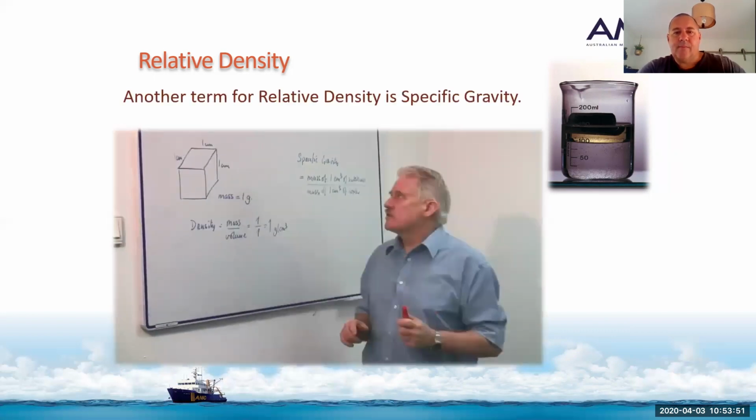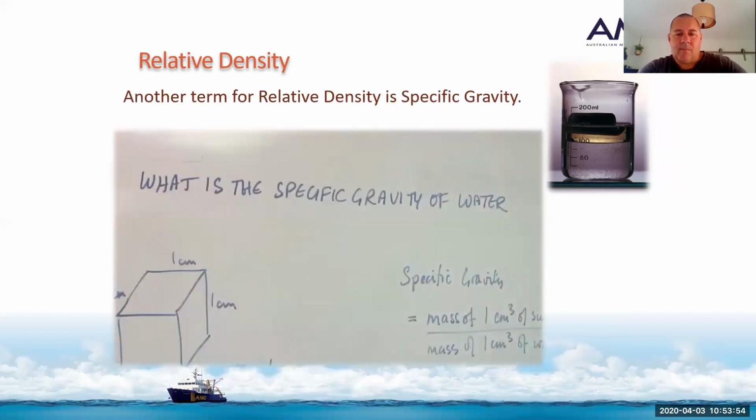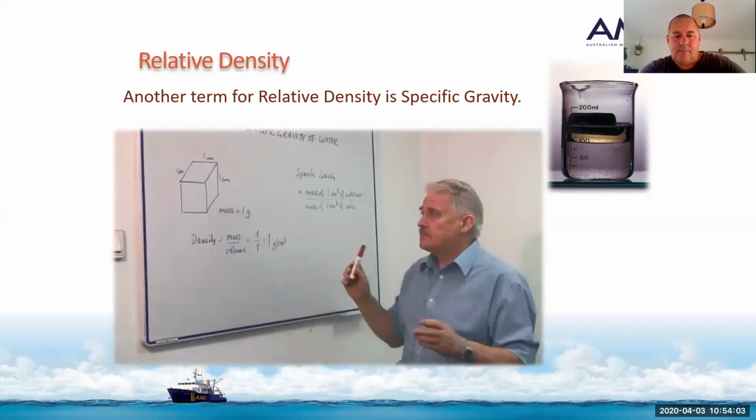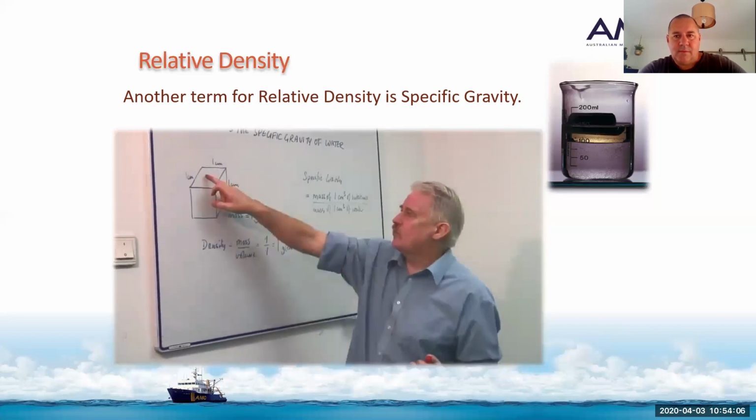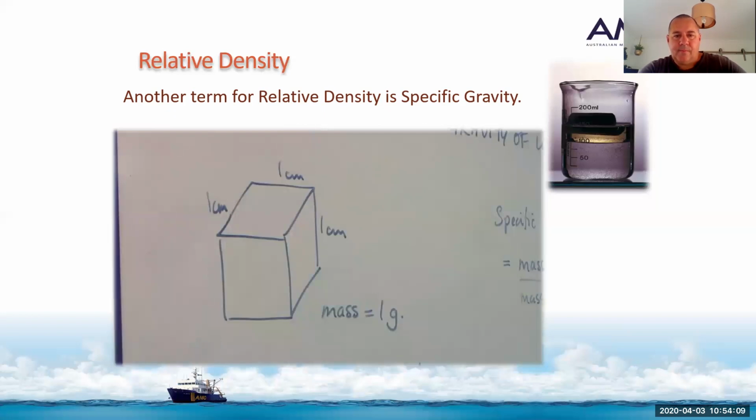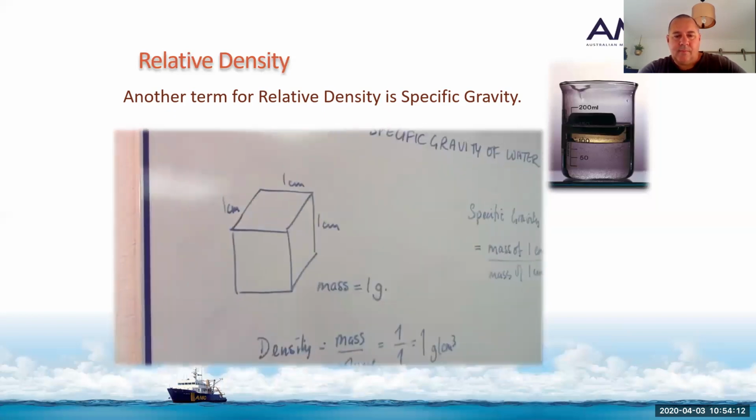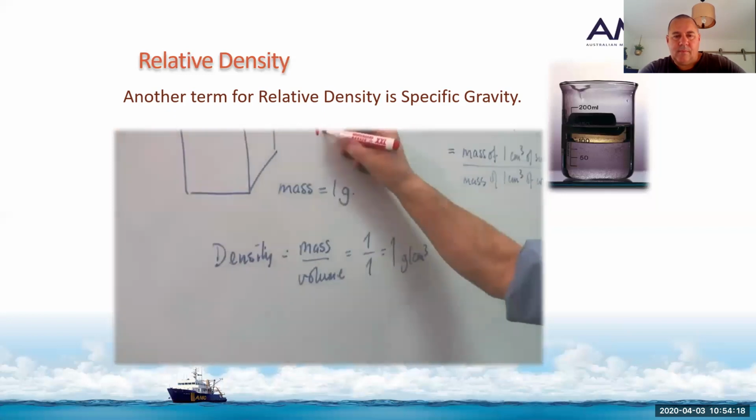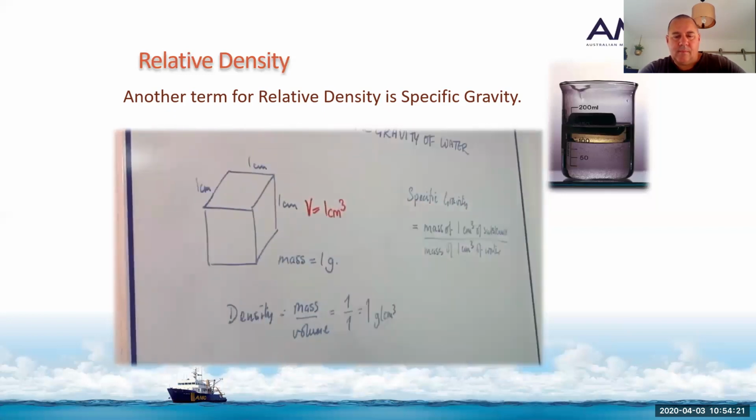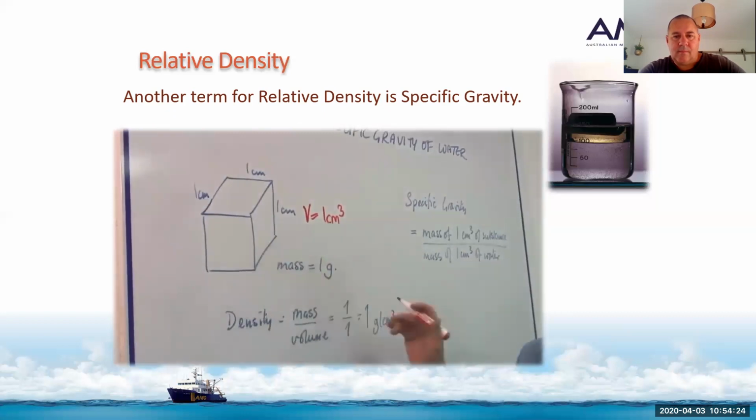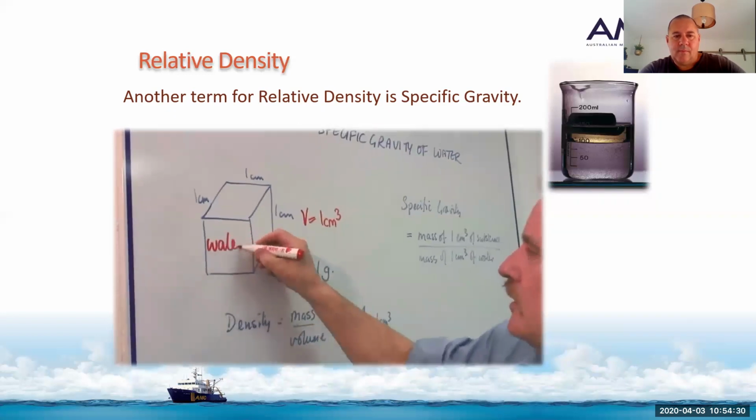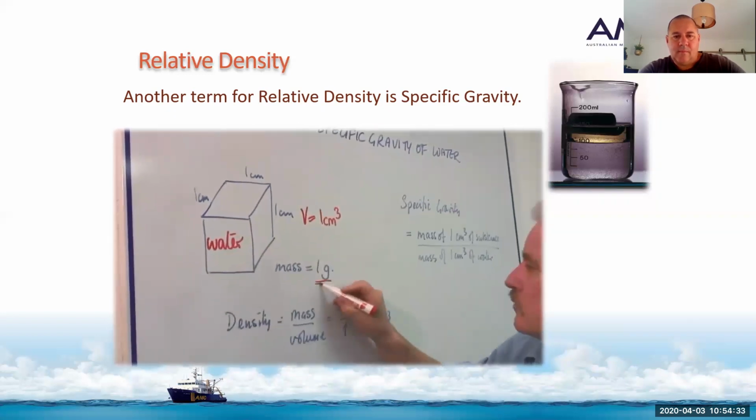Hi, I'm Steve Jones, and I'm going to explain what the specific gravity of water is. It's quite a strange question because specific gravity relates specifically to water anyway, but I'll explain that in a moment. First of all, let's take a 1 centimetre cube, 1 centimetre by 1 centimetre by 1 centimetre. So its volume is 1 centimetre cubed. Now, the mass of this cube will be 1 gram if it is water.